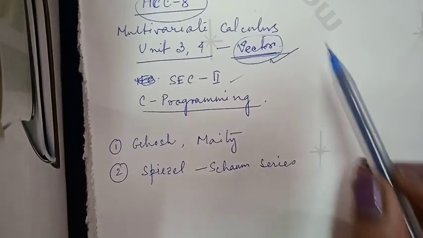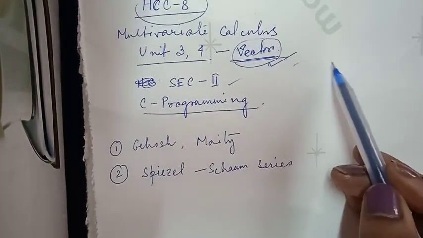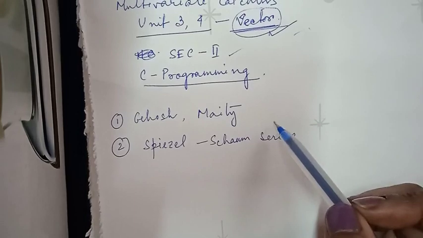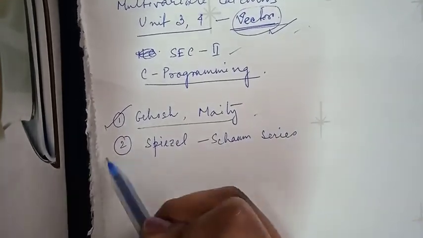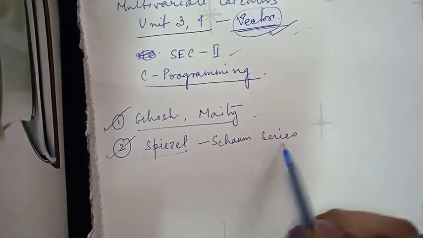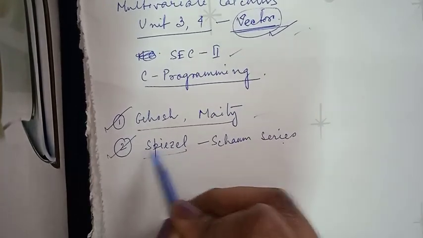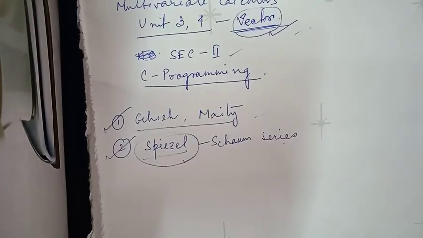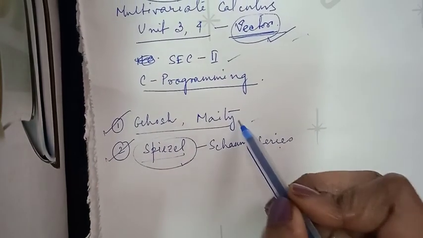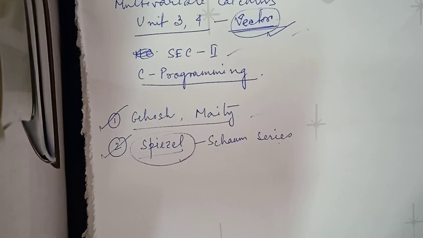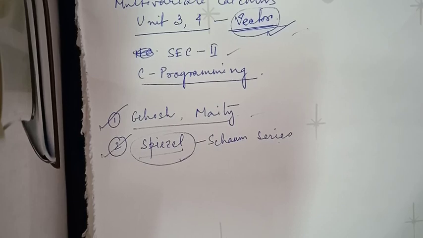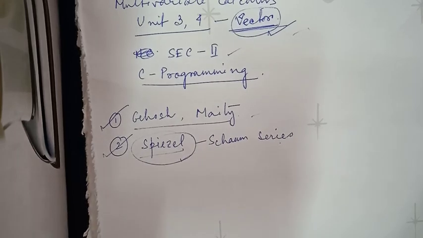Okay, so for this topic, vector calculus, you need to follow two books. Number one is Ghosh-Maiti vector calculus and number two is Spiegel of Schaum's series. Okay, I have the PDF of this Spiegel book. I'll give it in the group, and for Ghosh-Maiti I'll send you the photos of the pages part by part. So if you don't have the hard copy of these books, no problem.